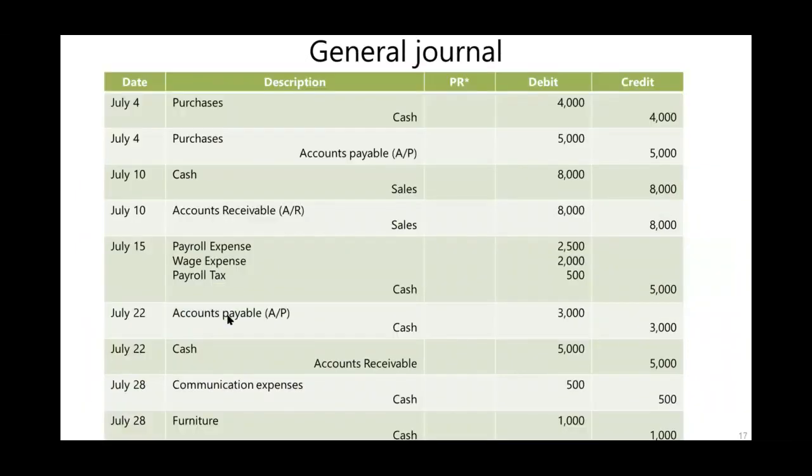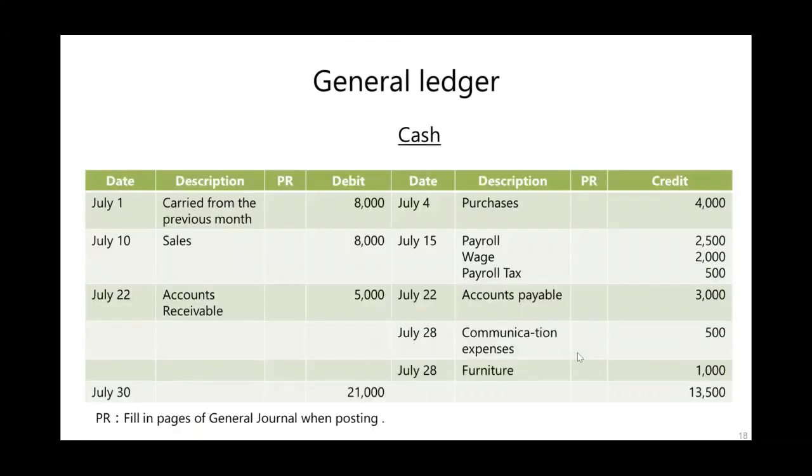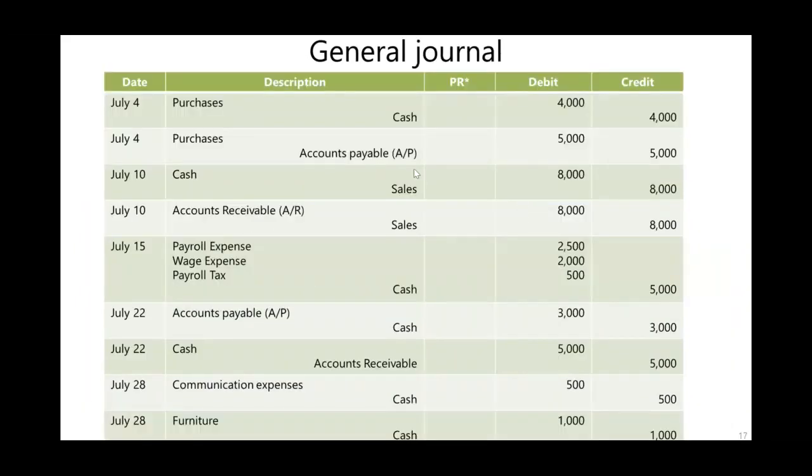Let's look at the general journal. On July 22nd, this is the transaction. Cash was increased, so for the cash increase, the counter account is recorded. Let's look at the credit side. On July 4th, there is a recording of purchase. It means cash was paid for purchase. So let's look at the July 4th transaction. This purchase is recorded and cash was paid.